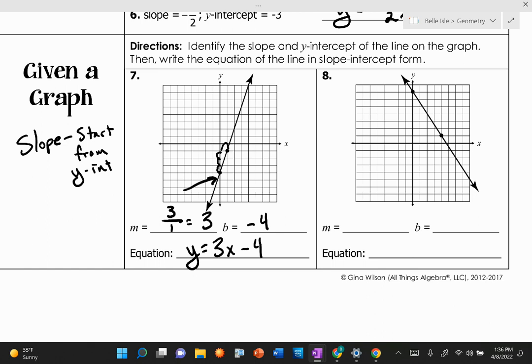Okay. What's your y-intercept for number 8? It's 7. Yeah, it's 7. I counted, right? Now, the slope. First, without even counting, is this a positive or a negative slope? How do we know it's negative? You have to go down.